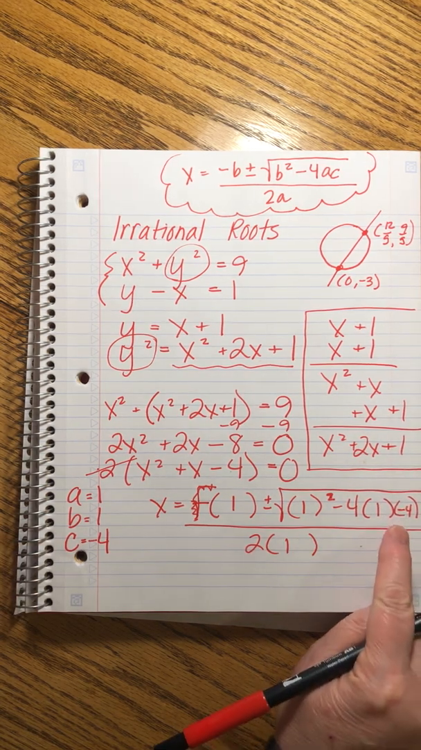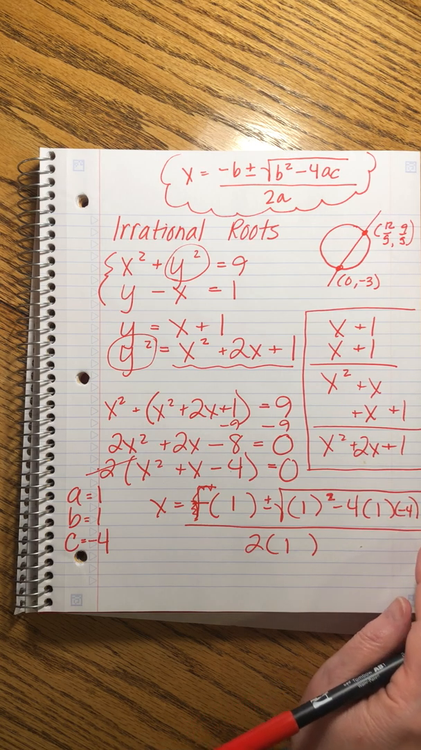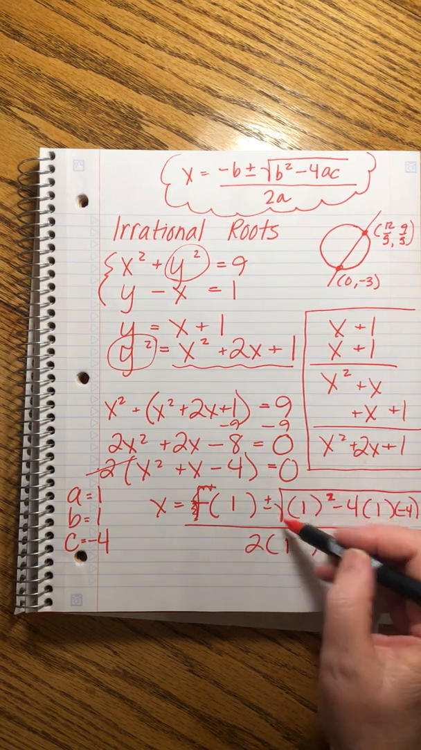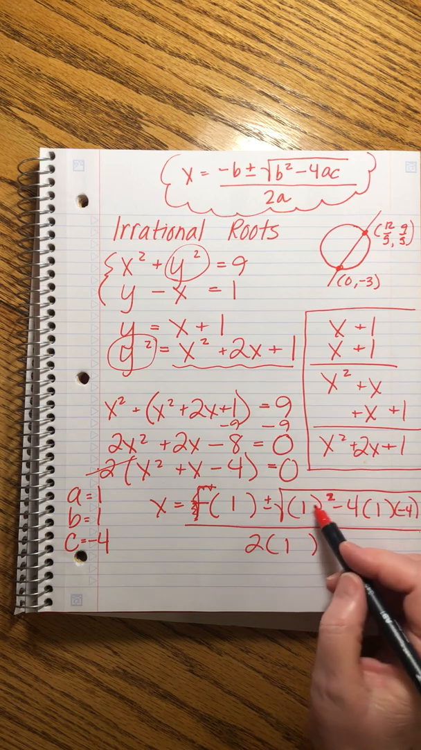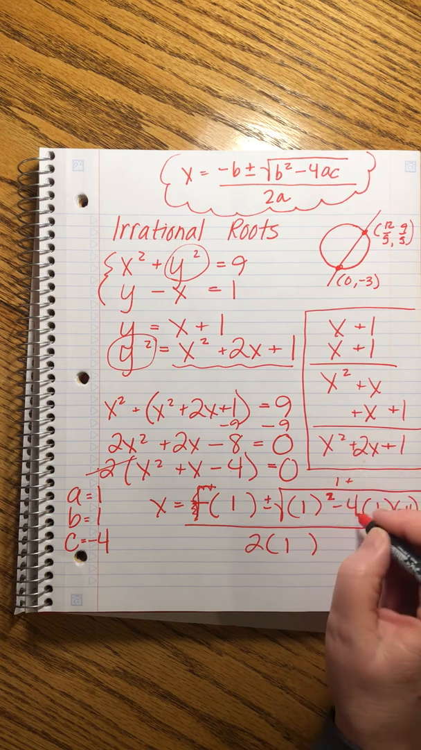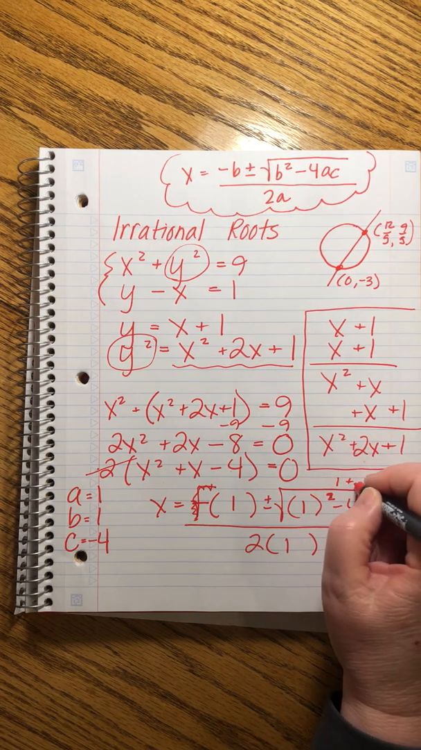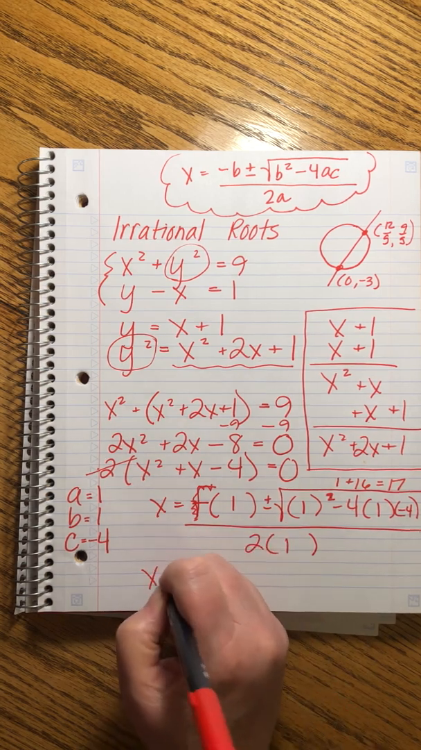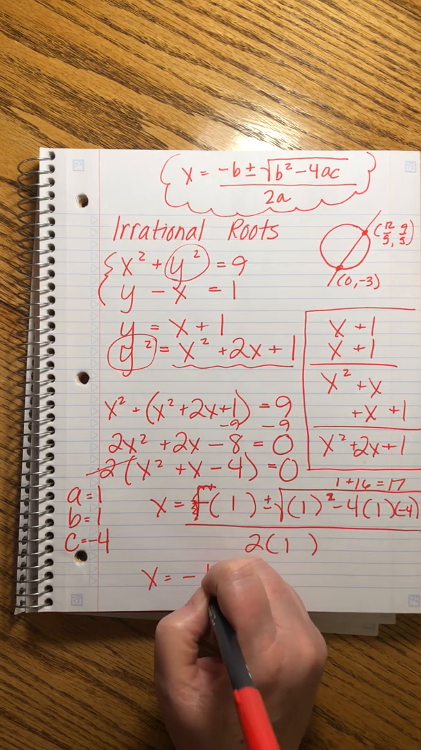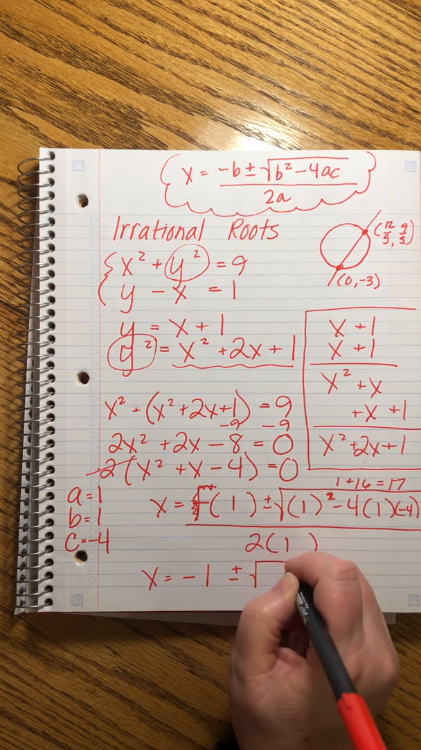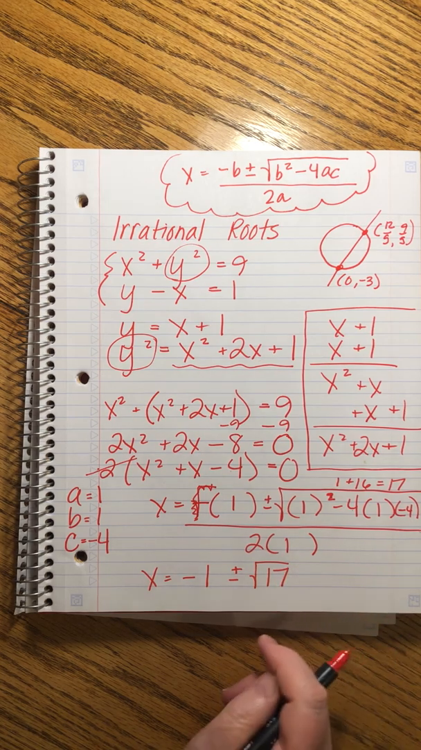Just goes in one place. All right. What I like to do, I think I've mentioned this before, I like to simplify what's in the radical first before I rewrite it. 1 squared is 1 plus 4 times 1 times 4 is 16. So this equals 17. So x equals minus 1 plus the square root of 17.